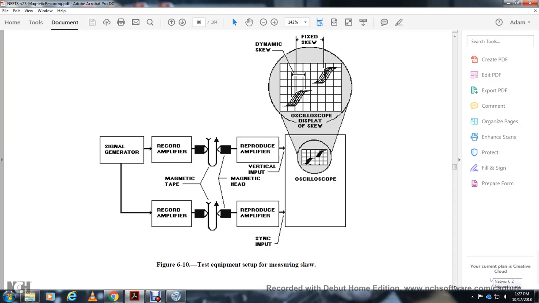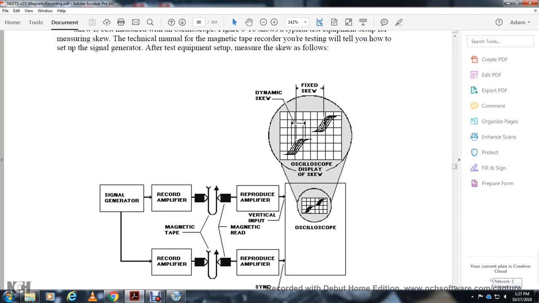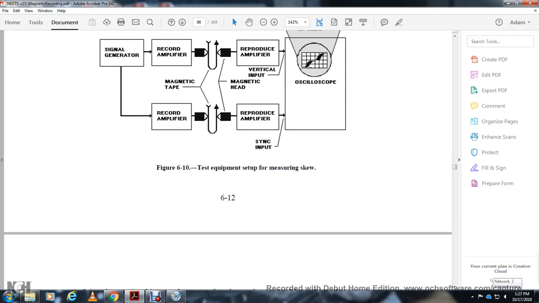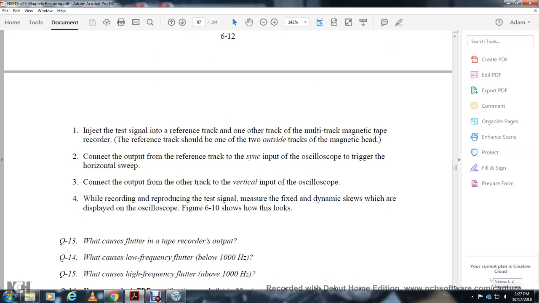The reproduce amplifier, vertical input with the sync input, oscilloscope, and the dynamic skew with the skew on the oscilloscope display of the skew. All right, check the testing with the reference track within one of the tracks of the multi-track magnetic tape. Record with the reference track to be one of the two outside tracks with the magnetic head. Connect the output with the reference track.